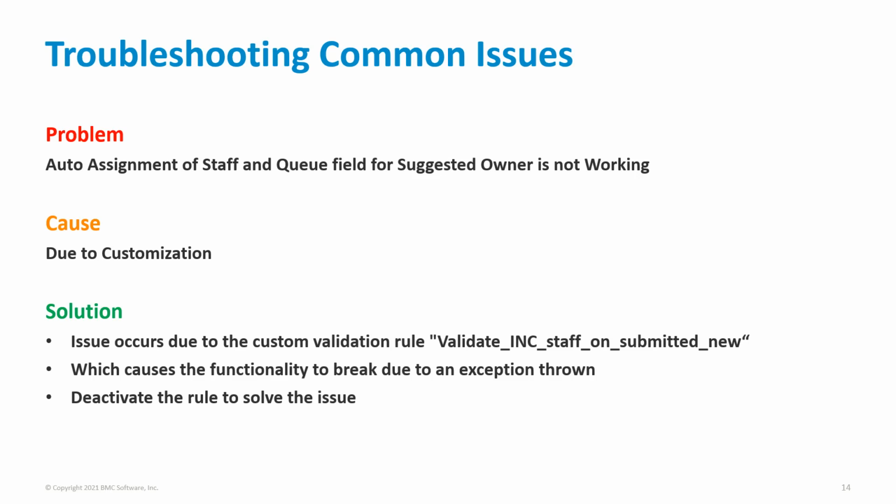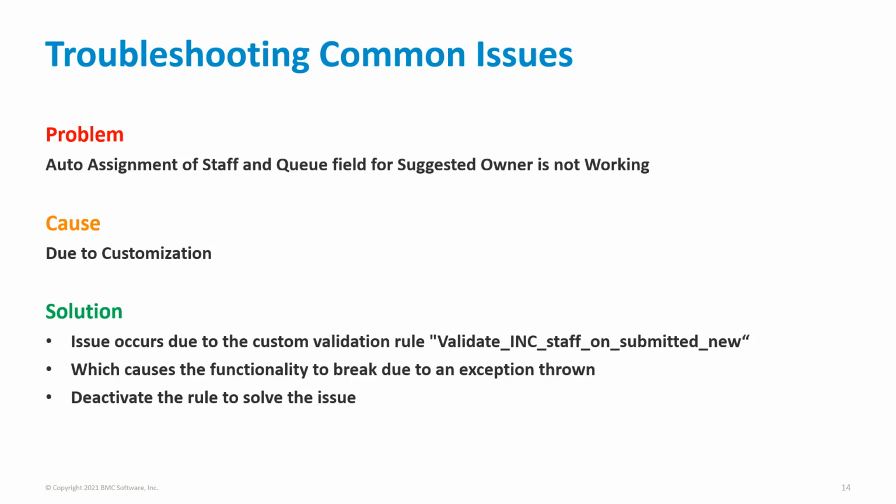Let us check another troubleshooting issue. Problem statement: auto assignment of staff and queue field for suggested owner is not working. There is a cause. It is due to customization. Solution: the issue occurs due to custom validation rule validate_inc_staff_on_submitted_new, which causes the functionality to break due to an exception thrown. So we have to deactivate the rule to solve this issue.